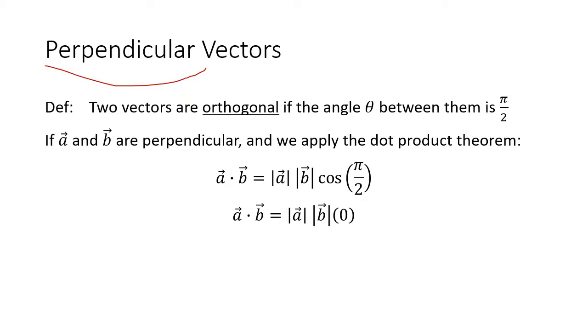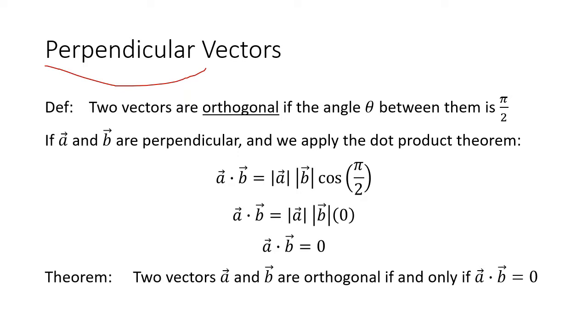But if cosine of pi/2 is 0, because we are familiar with our unit circles, well, what's anything times 0? 0. That means the dot product is 0. And we end up with another theorem. Two vectors, a and b, are orthogonal if and only if their dot product is 0.